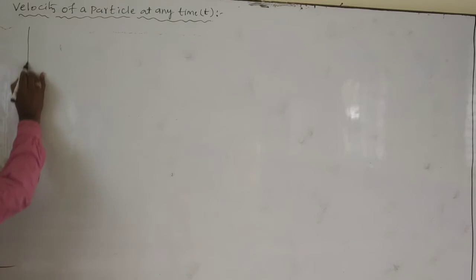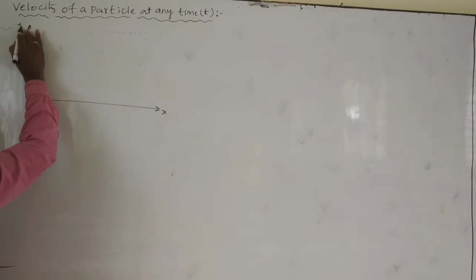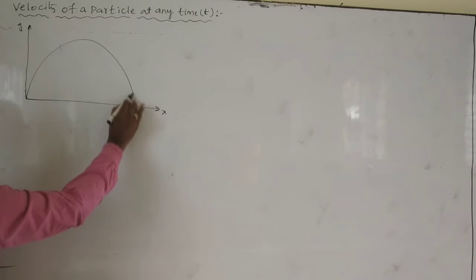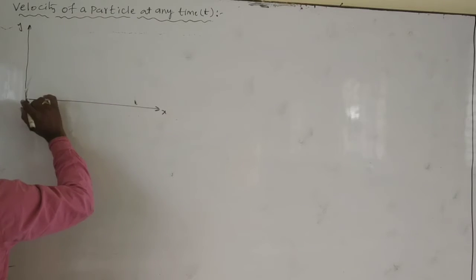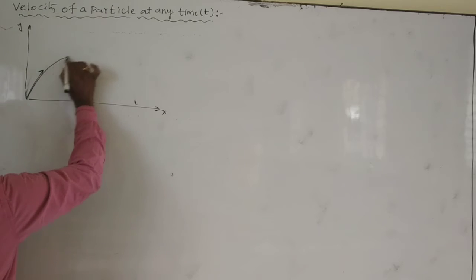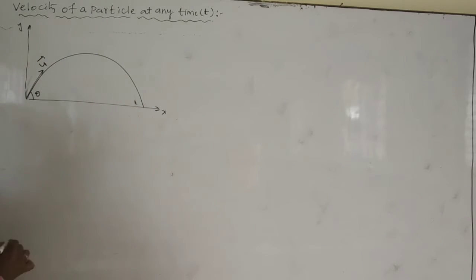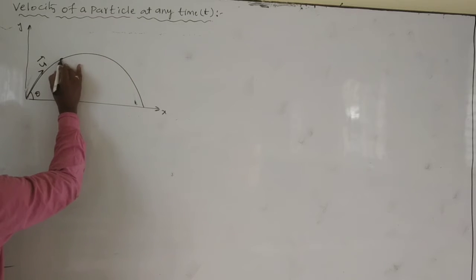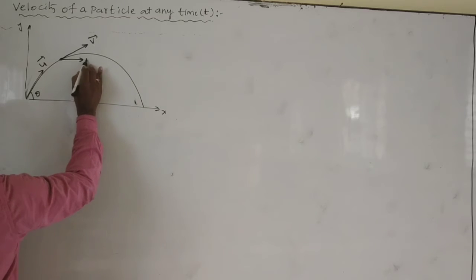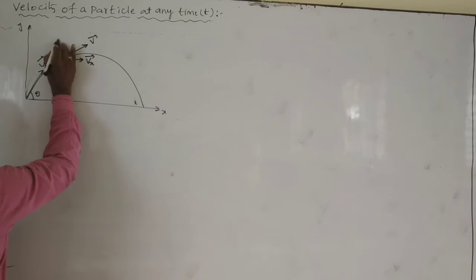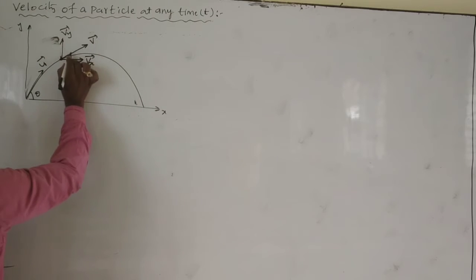First, consider a particle projected in the xy plane. It has initial velocity u bar, which makes an angle theta. After time t, its resultant velocity is v bar, with components vx bar and vy bar, and it makes an angle alpha.